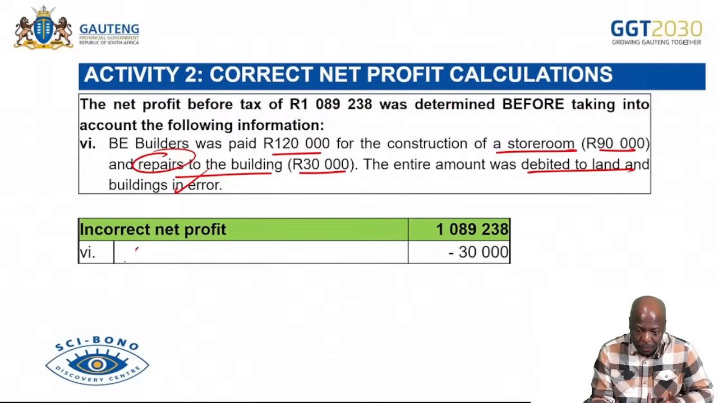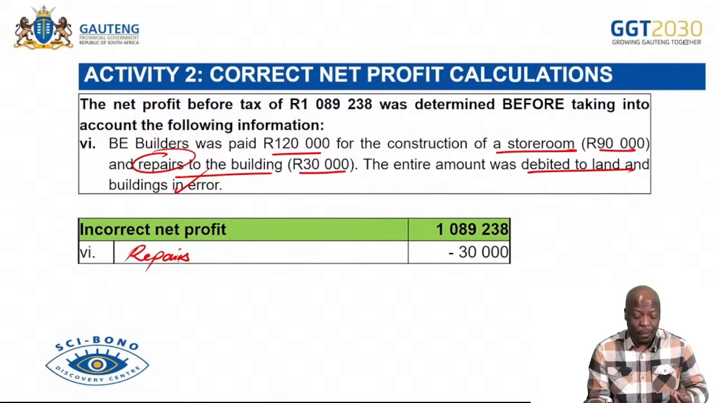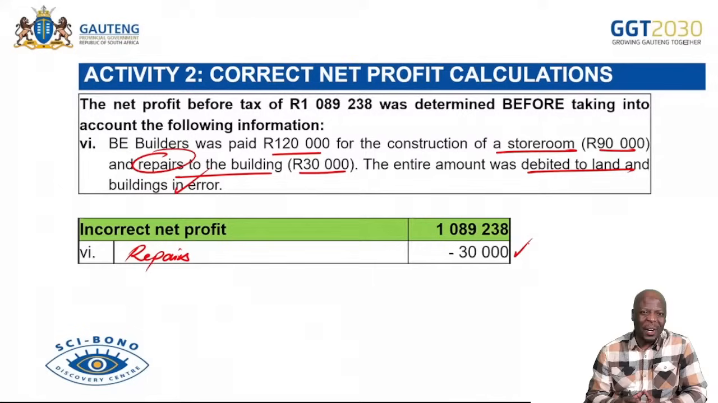So I'm going to come here and say now we have an expense that we must record, and that expense is 30,000. Therefore, it's a minus 30,000. Okay, that one was easy. Why? Because I had the answer put in already for you.